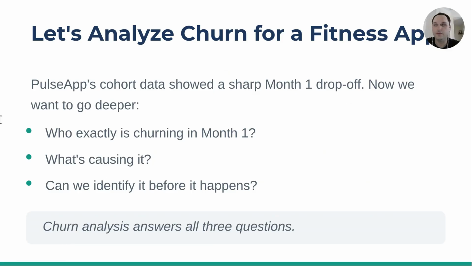We already know from cohort analysis about PulseApp's month 1 drop-off. Now we want to understand it more deeply. Who specifically is churning in month 1? Is it evenly distributed across all subscribers or concentrated in a specific group? What's causing it? Is it the product, the price, the onboarding, something else? And is there a way to identify at-risk users before they actually cancel so we can intervene early? Those 3 questions are exactly what churn analysis is designed to answer.